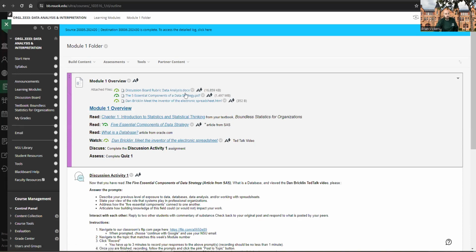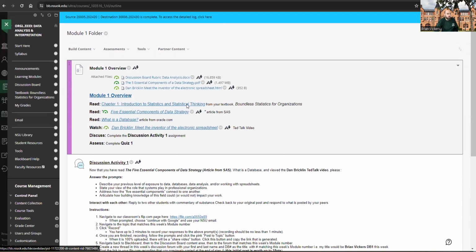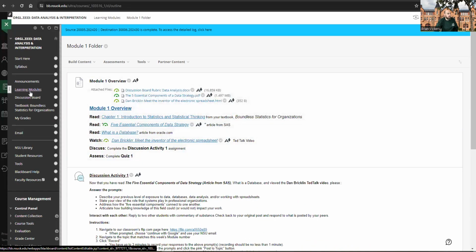If there's additional reading, which there is this week, there's 5 essential components of the data strategy. This is a really short article, just a couple of pages. And then there is a video on Dan Bricklin, who invented the spreadsheet, predates Excel, one of the first spreadsheet tools. So let's go ahead and get to the textbook.